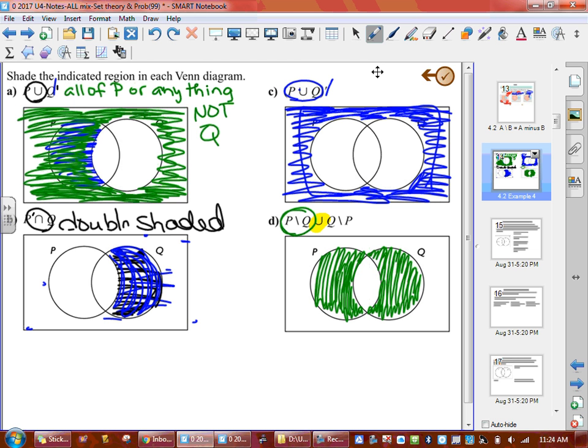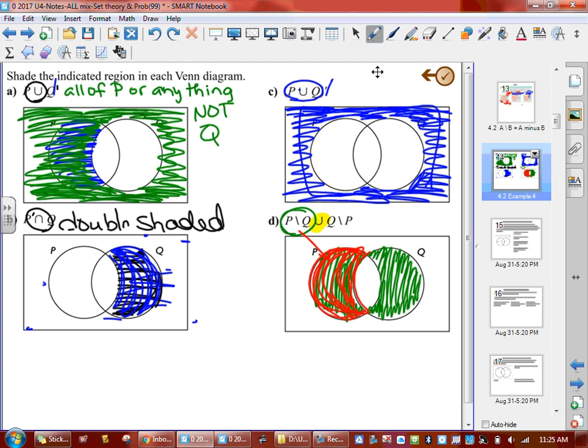Okay? So the first part I shaded was P without Q. So that's this part. All of P without the Q part in it. So there's my P without Q. Then I shaded Q without P. There's no double shading on this one. It's an or. You only have to worry about double shading when it's the and.